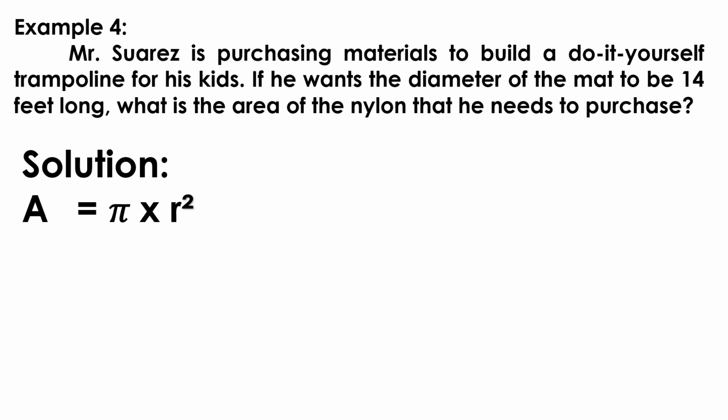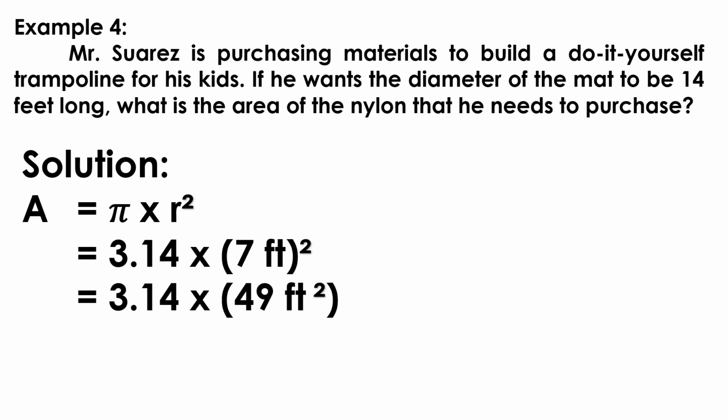Again, write the formula. A equals pi times r squared. Substitute the values. Equals 3.14 times 7 feet squared. 7 feet because that is the half of the given na 14 feet long is equal to 3.14 times 49 feet squared because 7 squared is 49. And the answer is 153.86 feet squared.